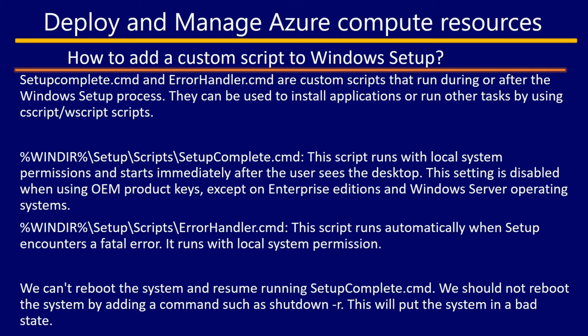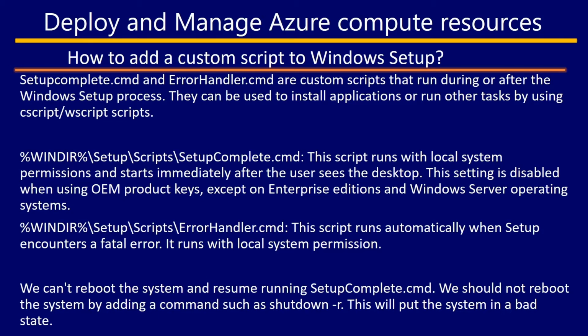%WINDIR%\setup\scripts\setupcomplete.cmd. This is the location. This script runs with local system permissions and starts immediately after the user sees the desktop. This setting is disabled when using OEM product keys, except on enterprise editions and Windows Server operating systems.